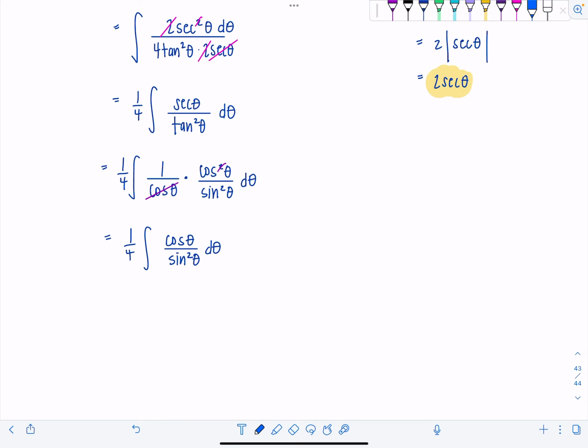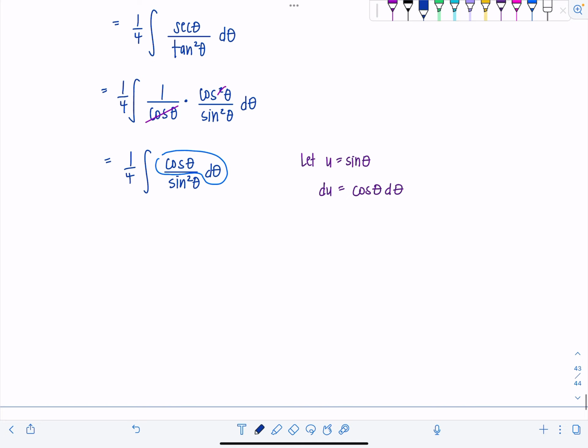We can make a u substitution. I basically want cosine theta d theta to be my du, which means u would need to be sine theta, not sine squared. Oh no, that'll make life messy. So just let u equal sine theta, and then du is going to be cosine theta d theta, and watch the loveliness unfold. So we've got 1/4 integral.